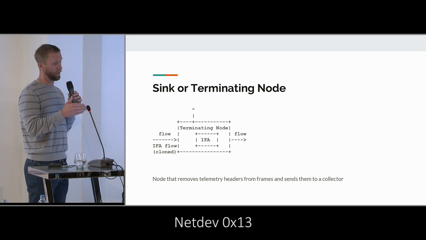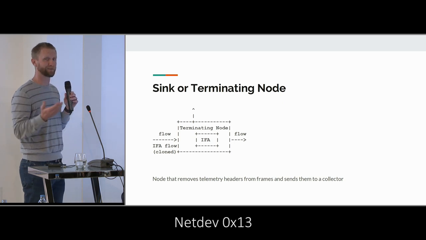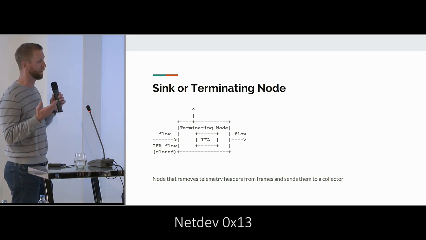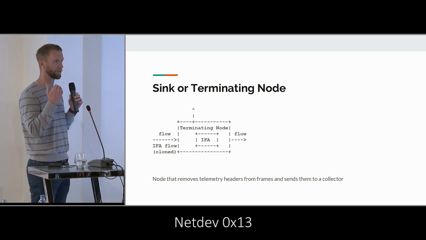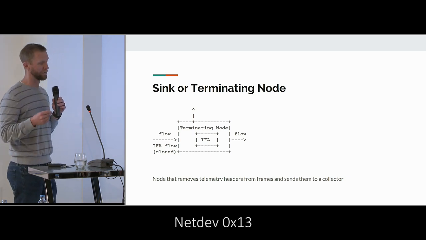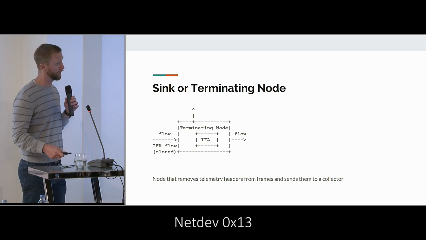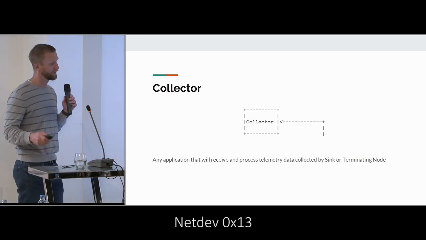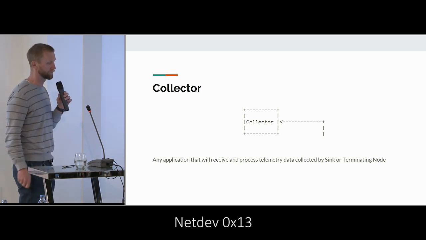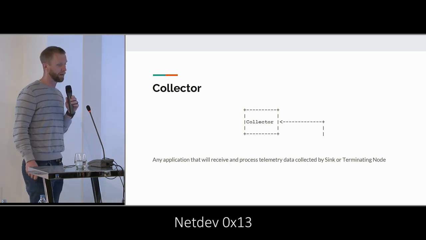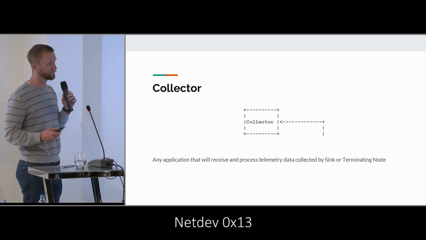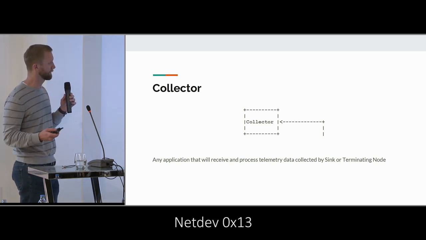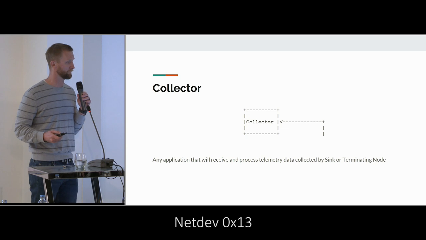If it is a cloned frame, what'll happen is you drop it when you're done. You don't need to send it on. So that's one of the advantages to cloning. You look at the data, take out what you need, drop the frame on the floor, you're done. All right, so these are the key components. The last one, the collector, of course, and this is any generic application that will receive this data from a sync or terminating node. So initiator, transit, terminator, pretty simple stuff.